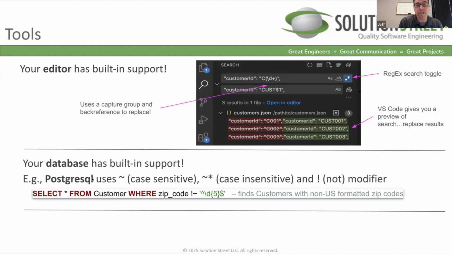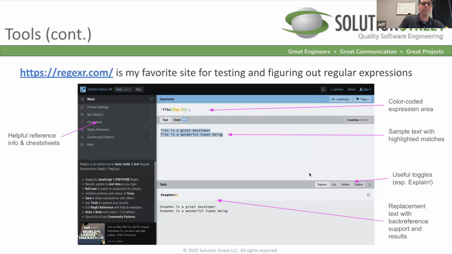In addition, your database is going to have built-in support. For example, Postgres uses the tilde for case-sensitive regular expression matches, the tilde asterisk for case-insensitive, and uses a not modifier. This example will go to the customer database and find any zip codes that don't match this string, where the caret at the beginning says start with this, the $ at the end means ends with this, and I have 5 digits. So it'll find all the customers that don't have US formatted zip codes, at least with 5 digits. So your database will help you with regular expressions also.